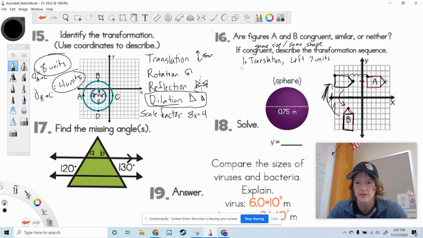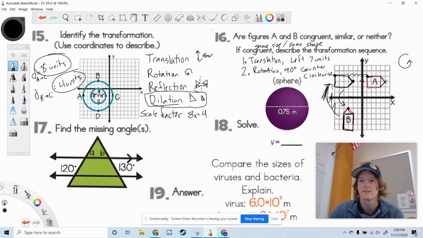And then we're going to rotate as our second one. It's a rotation, 90 degrees, this direction, which is counterclockwise. It is possible to say we went clockwise this way. That would be 270 degrees clockwise.